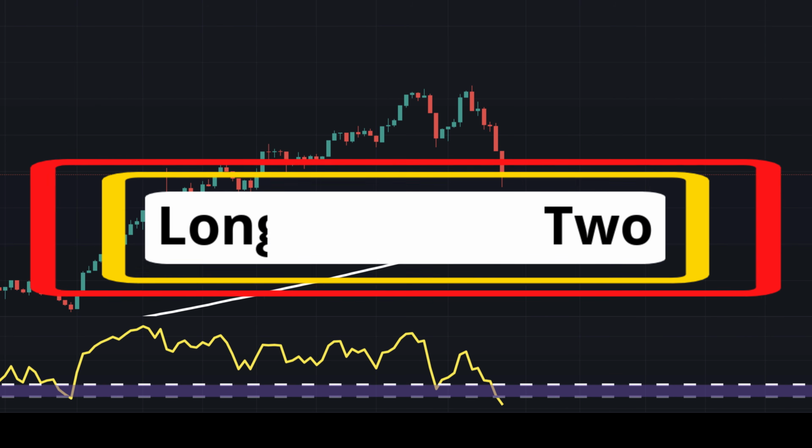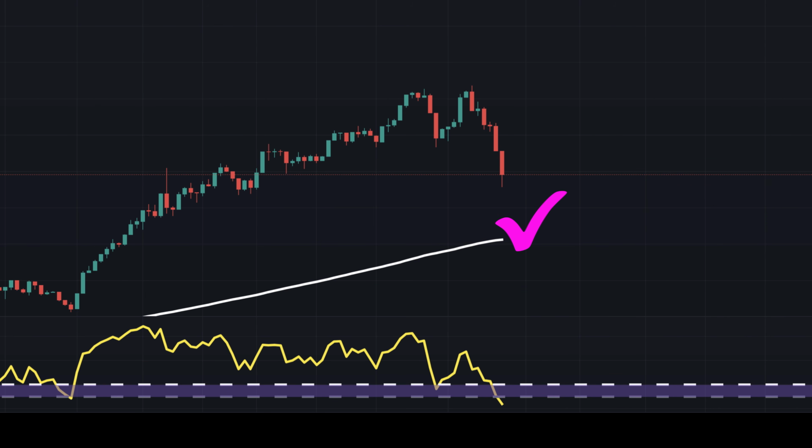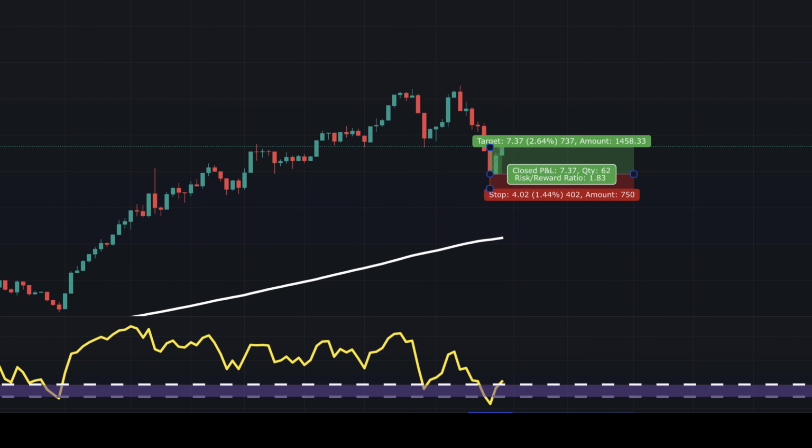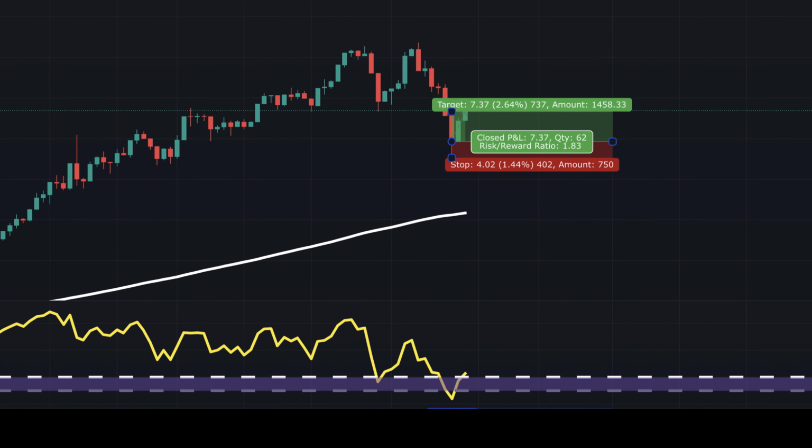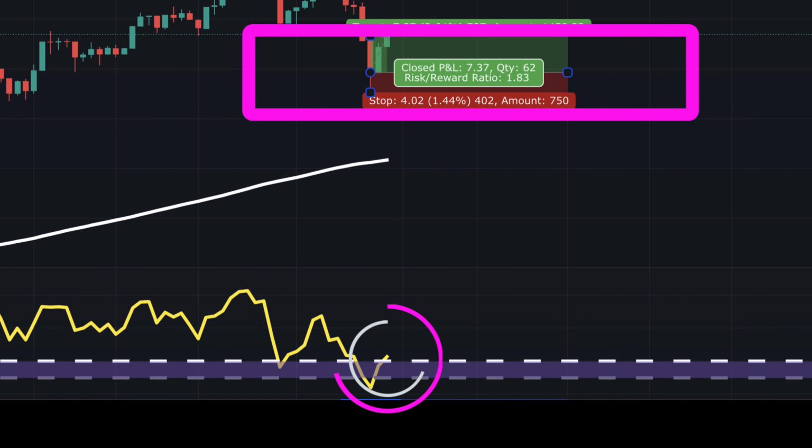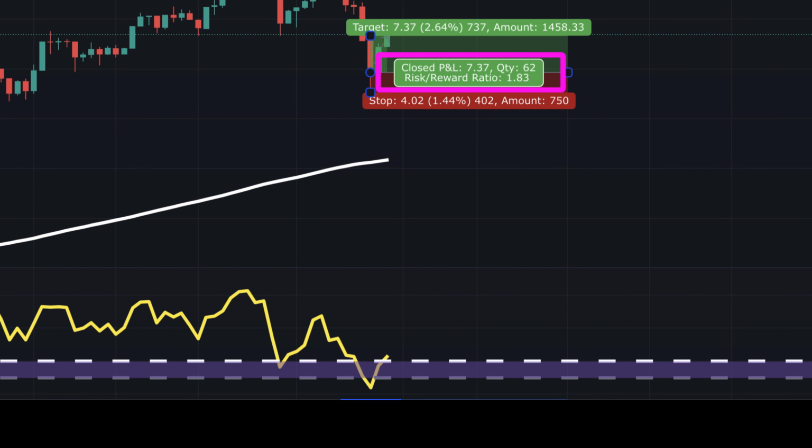I have one more long example. Price is trading above the 200 EMA. A candle closes with the RSI under the 30 line. When this candle closes, it serves as our trigger. The stop is placed at the previous swing low and the target is dynamic. We exit the trade when either 10 candles close or the RSI goes over 40. Here we have the latter for a risk to reward ratio of 1.8.